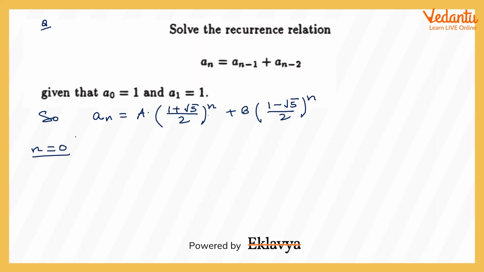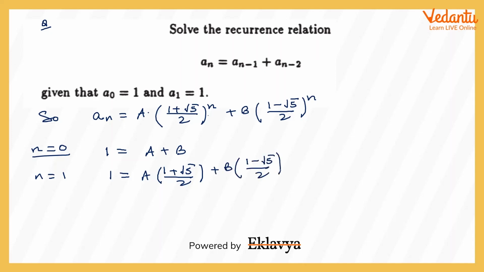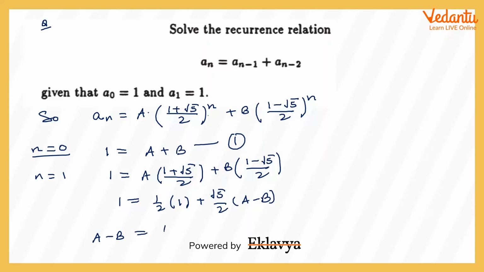If I put n is equal to 0, we will get 1 equal to a plus b. If I put n is equal to 1, we will get once again 1 here, and that will be a into 1 plus root 5 by 2 plus b into 1 minus root 5 by 2. As a plus b is 1, you can take 1 by 2 common. A plus b you can write as 1, and if you take root 5 by 2 common, you will get a minus b. So from this, suppose this is equation number 1, we will get a minus b to be equal to this, 1 minus half is half, so 2 will be cancelled. So it will be 1 upon root 5.